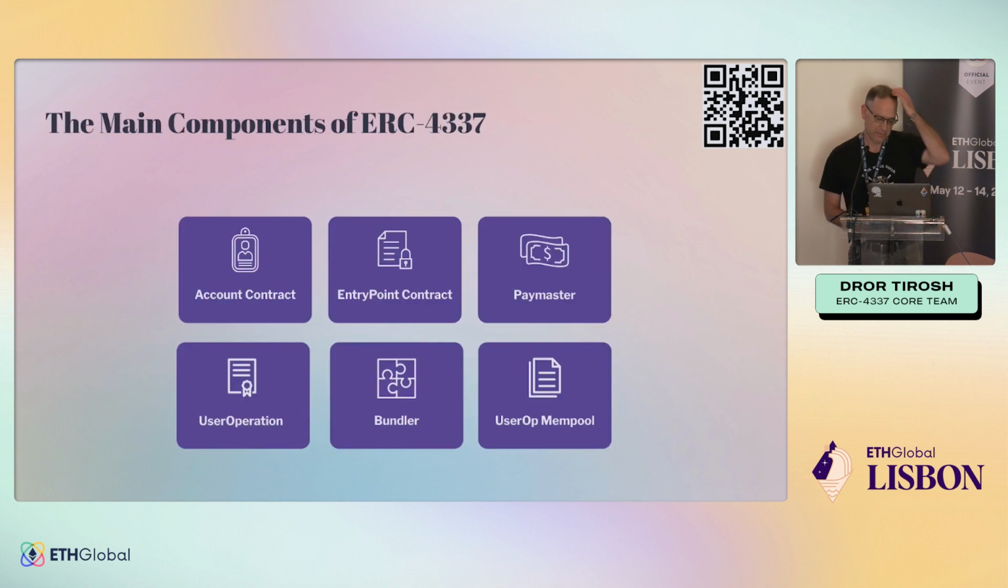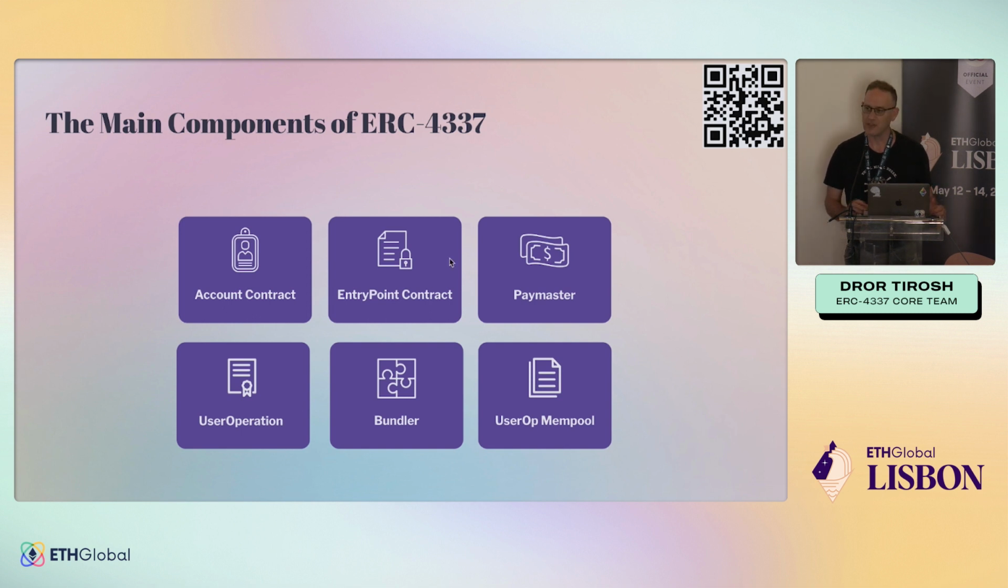Okay, let's dive a bit deeper. What is account abstraction? What are the components we have? The first layer is contracts. The first component is our account, a smart account contract. It's the contract that represents the account. The next entity is the entry point.